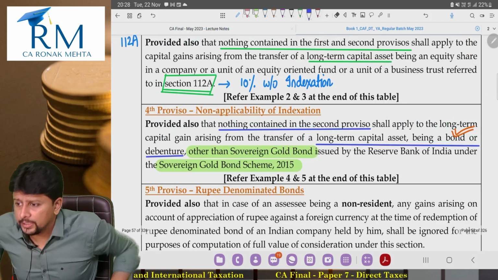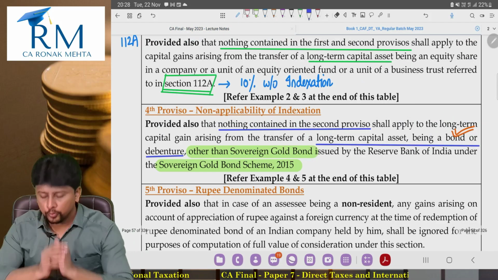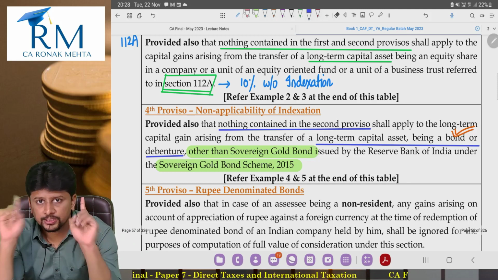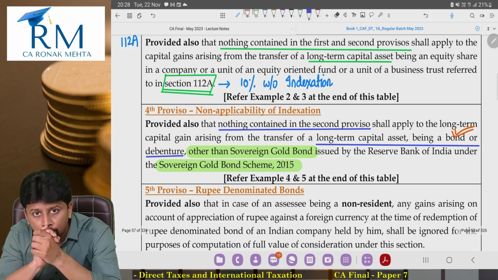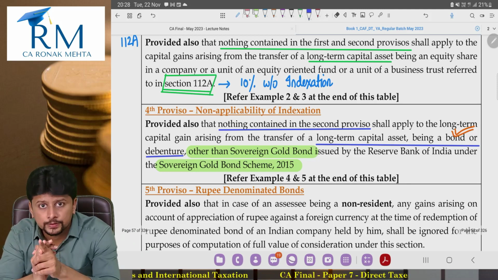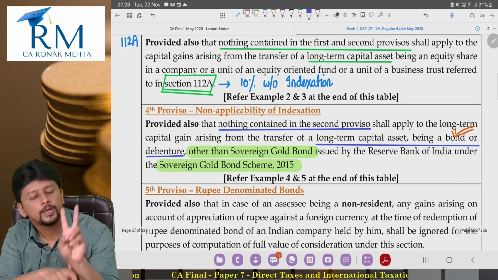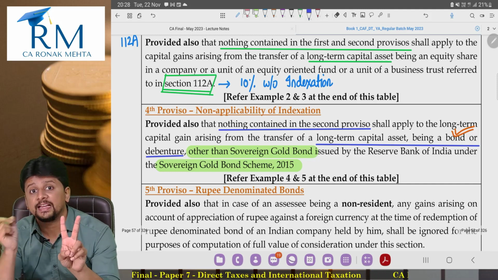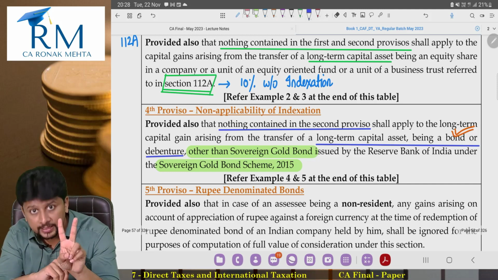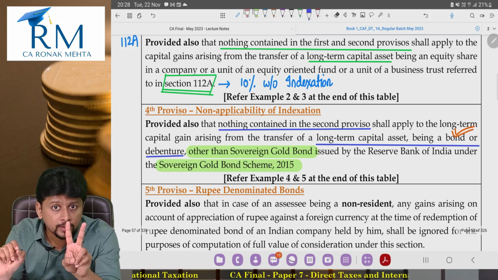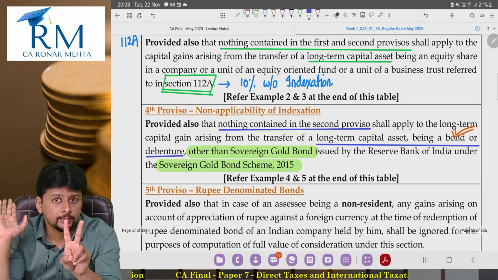So, what is the fourth proviso saying? If it's a bond and debenture, no indexation even if held as long term. But if it is a sovereign gold bond, then number one, is it a capital asset? Yes. Number two, do you get any tax benefit for sovereign gold bonds? Yes. On redemption, for an individual assessee, capital gain is exempted.